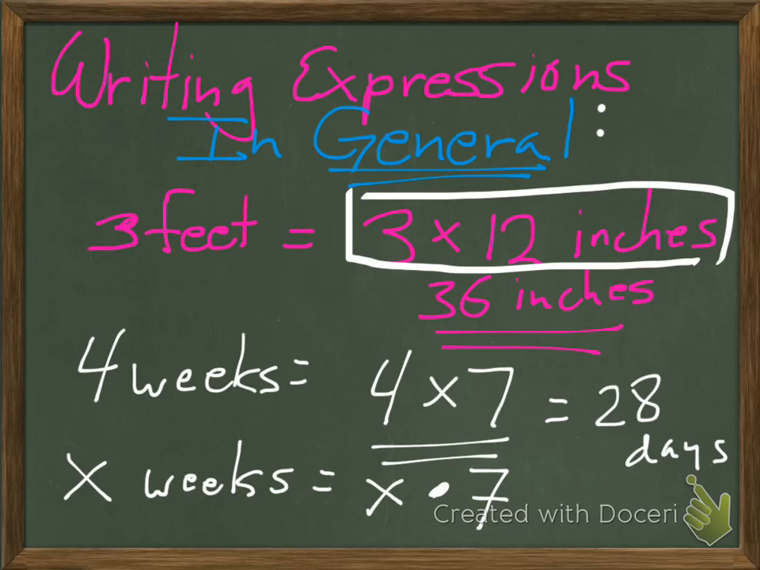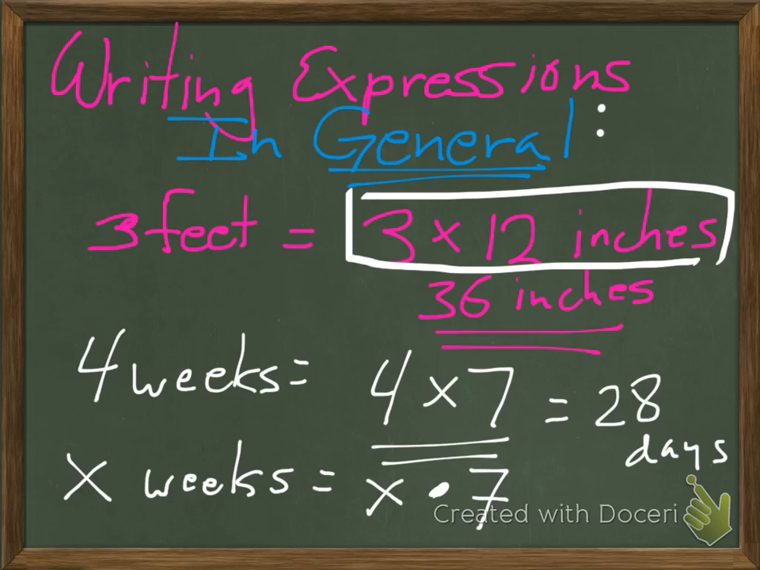Now that's a variable expression, and we don't know exactly what it equals because it depends on what x is. If x was 1 week, it would equal 7 days. If x was 4, just like the example right above, it would come out to be 28 days. If x were 10, obviously we would get 70 days.